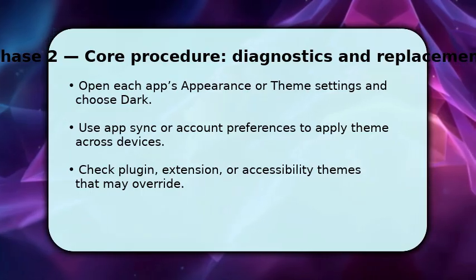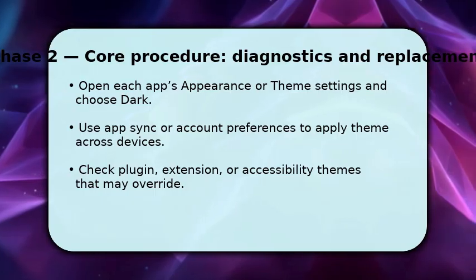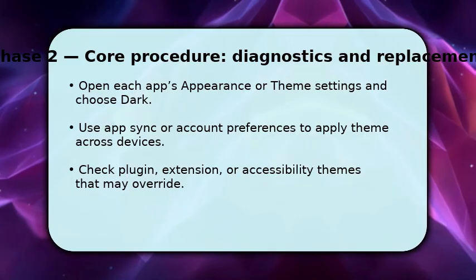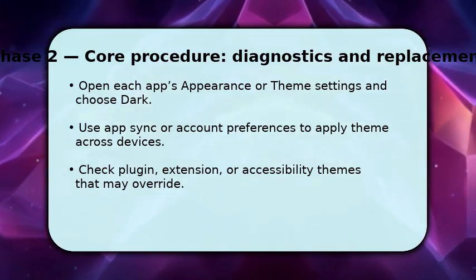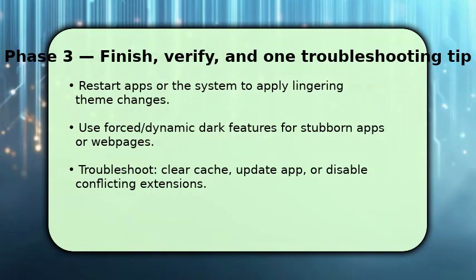Also inspect extensions or plugins. Sometimes they override the app's look. If an app lacks a theme option, consider a system-level force dark feature or a dark mode extension. You finish by restarting affected apps, and when necessary, the system so every program reloads with dark applied.